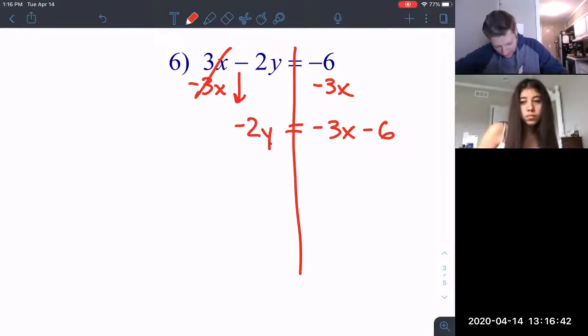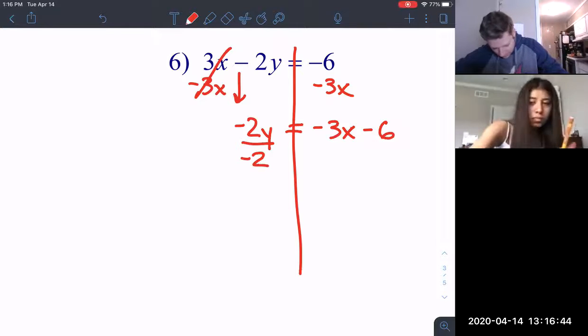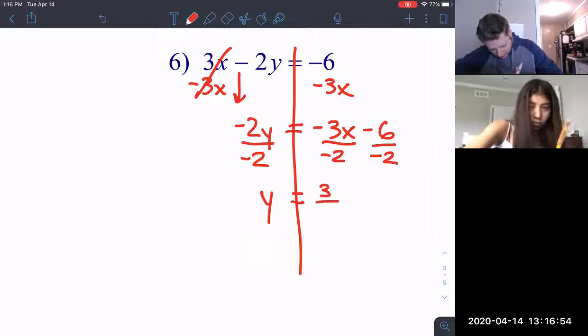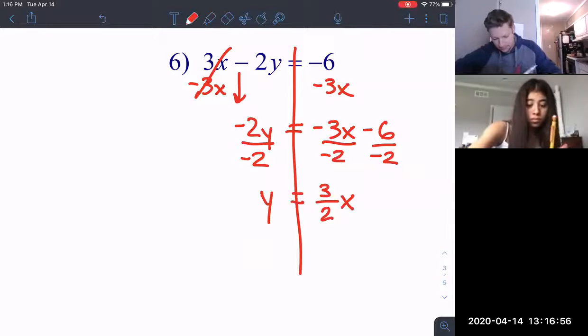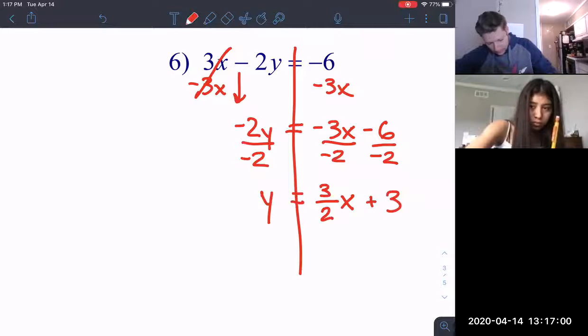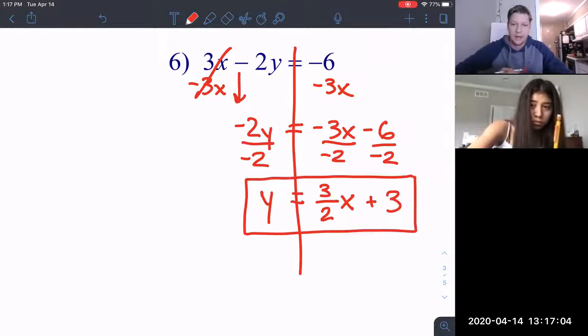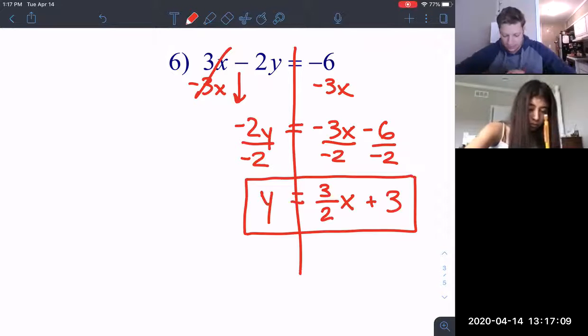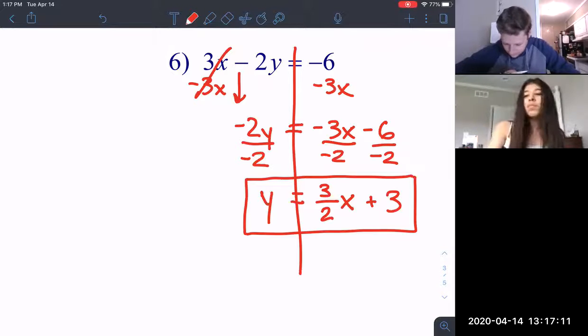So we're going to divide. Now, to get that y by itself, we just have one thing left to do. We're going to divide everything by -2. And then we get y equals, so a -3 divided by a -2 is actually a positive 3/2 x. And then -6 divided by -2 is a positive 3. So there we go. Remember that it can't get any simpler than that because we have 3 different types of terms. We have a y term, an x term, and a constant term.